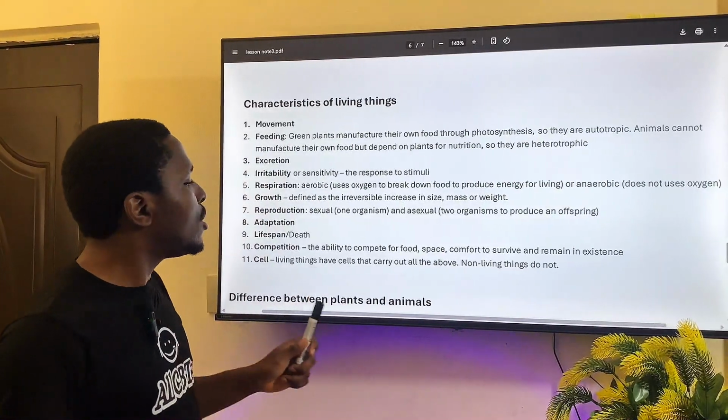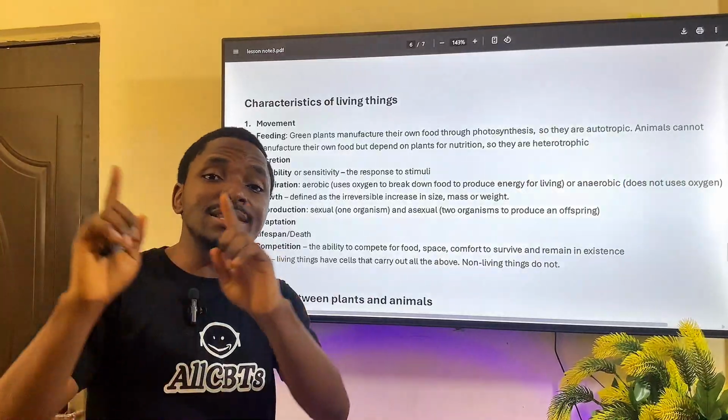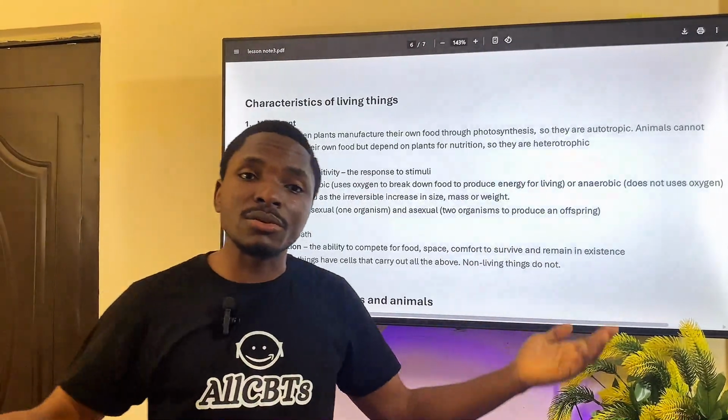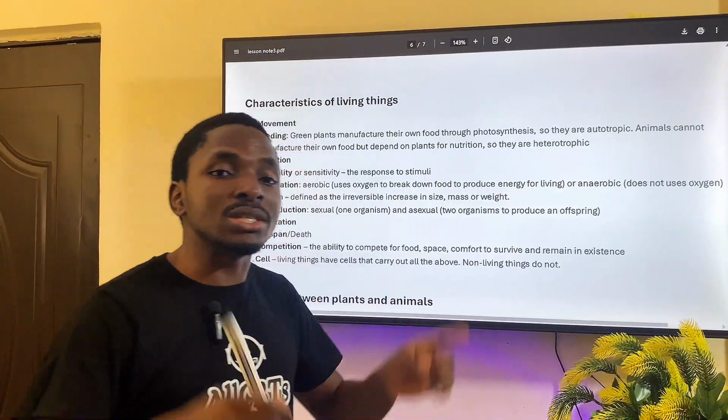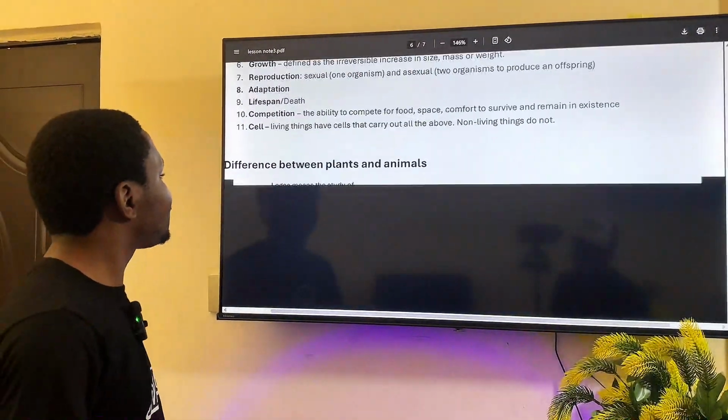And then lastly, all living things have cells. Either a single cell, as in unicellular, or multicellular, 2 or more cells. All living things must contain cells, which are the basic structural unit of life.